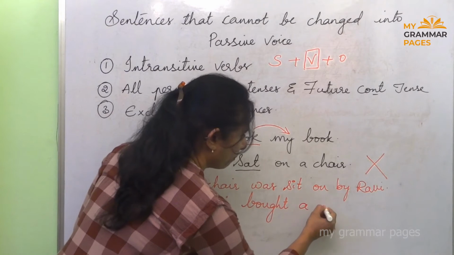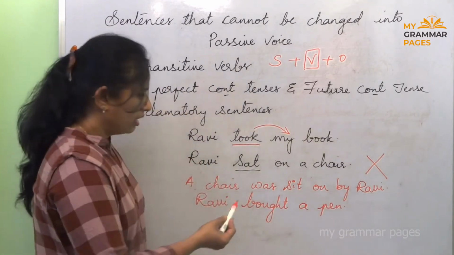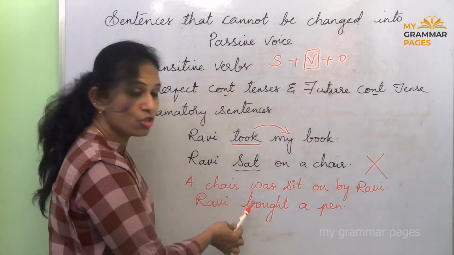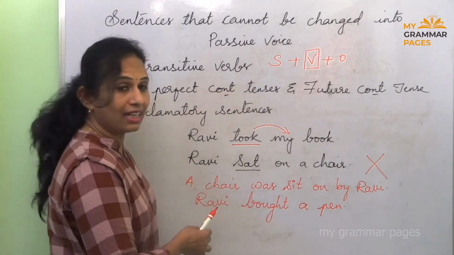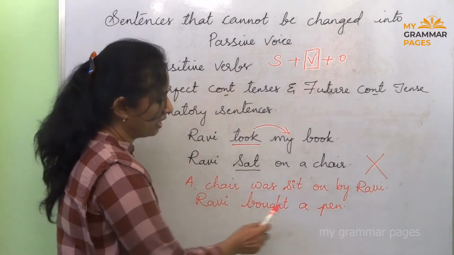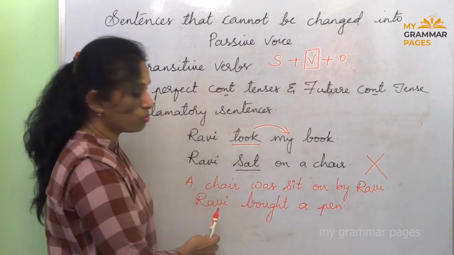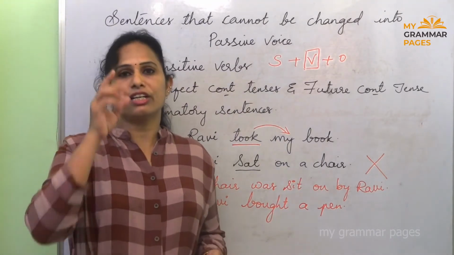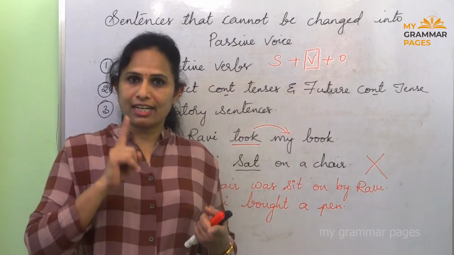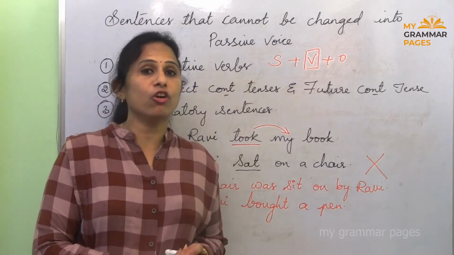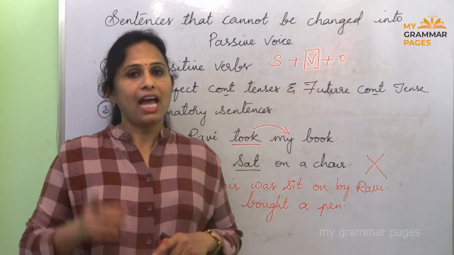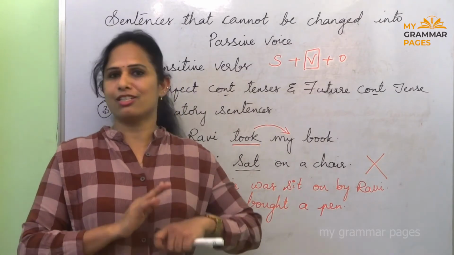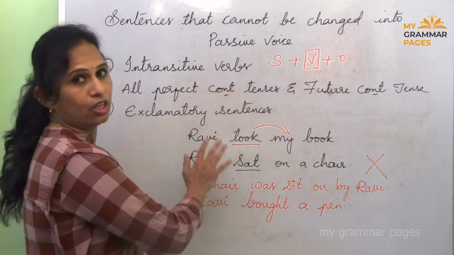Ravi bought a pen. Now, can we change the sentence into passive voice? Of course, yes. Now, this is not an intransitive verb. This sentence is added with an object. Now, we can write, a pen was bought by Ravi. So, as per the first rule, I can say that a sentence should have a transitive verb. And if the sentence consists of an intransitive verb, we cannot change the sentence into passive voice. And even if there is an absence of the object, we cannot convert that particular sentence into passive voice. Now, this is rule number one.